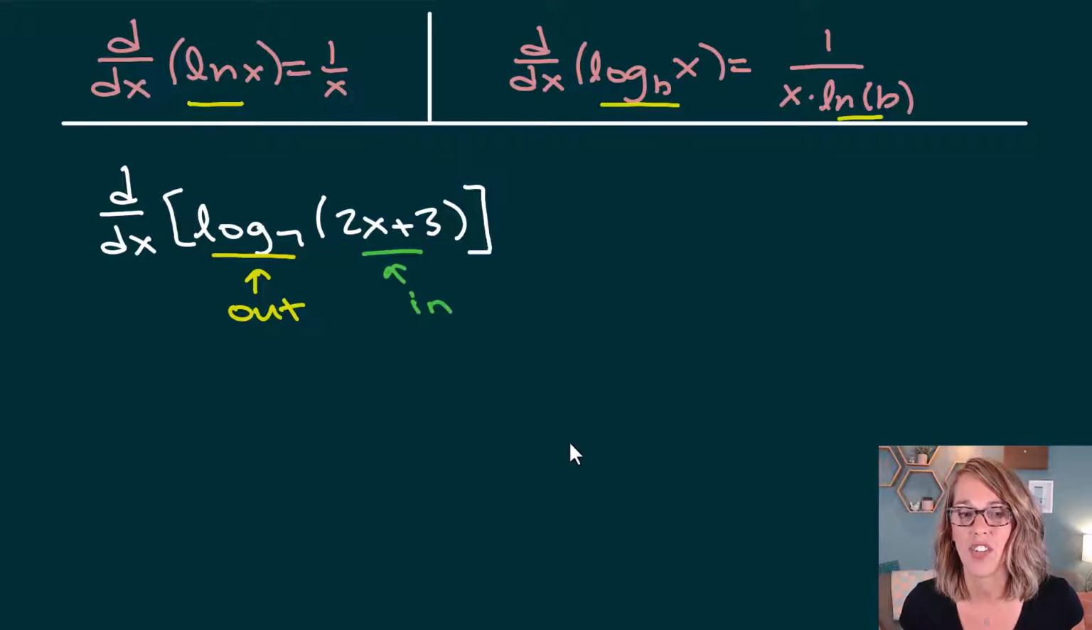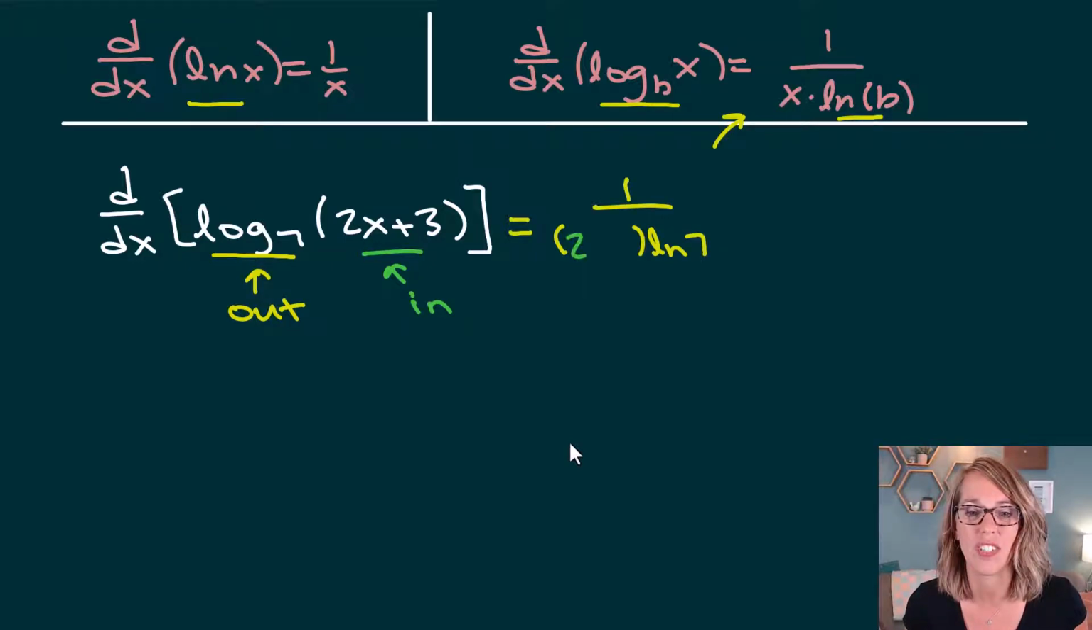Let's go ahead and differentiate that outer function first. So I'm going to use my rule up here. So I've got 1 over whatever my input is times the natural log of my base, and my base is 7. So in those parentheses goes my input, which is 2x plus 3. Now I'm finished with my outer function, and I'm ready to chain on or multiply on the derivative of 2x plus 3.